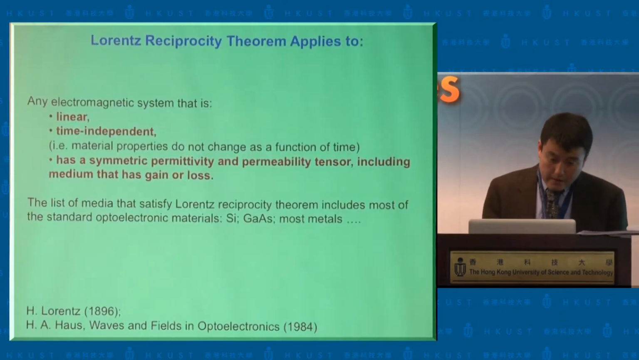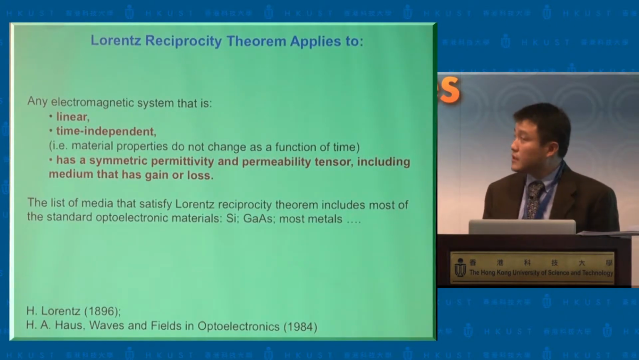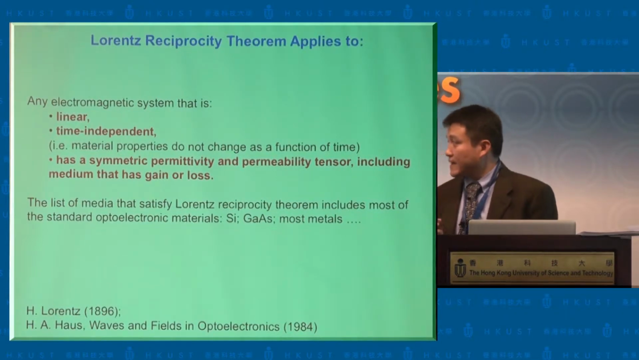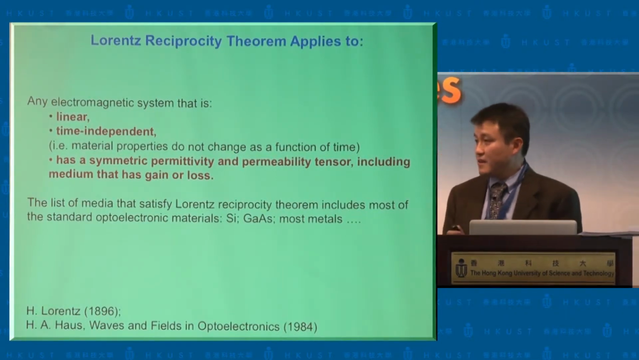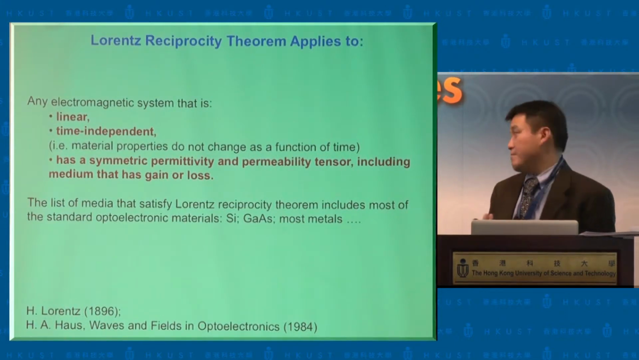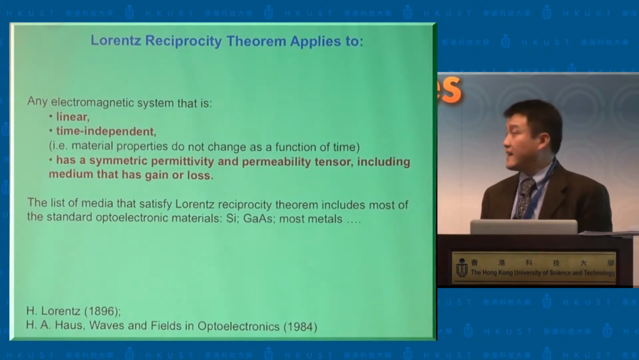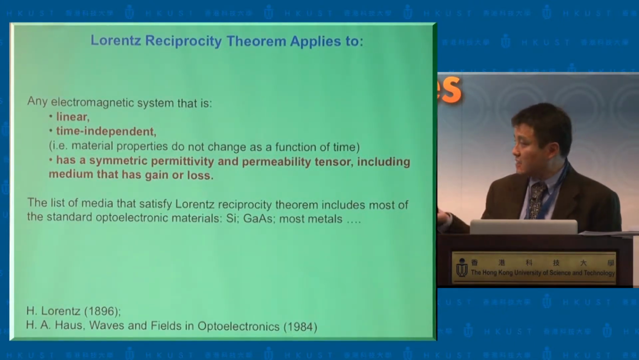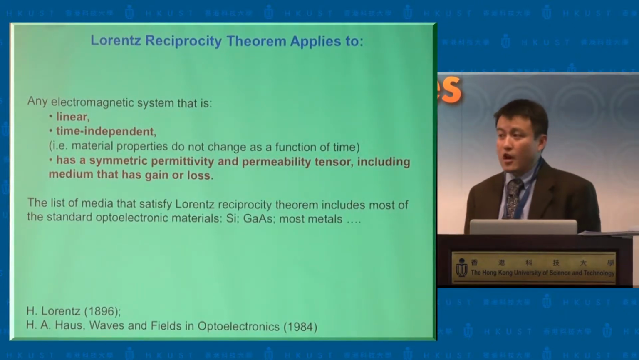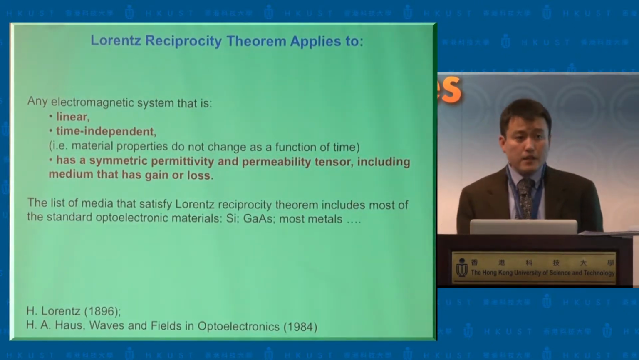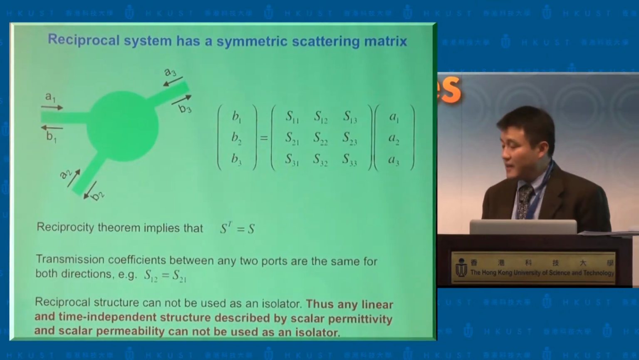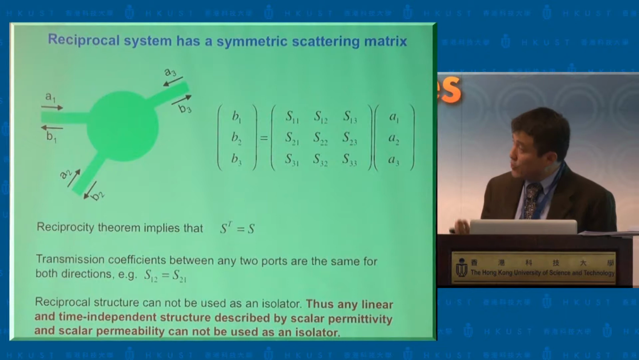To do that, I think it's very important to reiterate a very old statement that says any electromagnetic system that is linear, time-independent, and has a symmetric permittivity and permeability tensor, including media that have gain and loss, is in fact reciprocal. So you could never create an isolator using a large range of standard optoelectronic materials, independent of whether you put gain or loss into these systems. This is sufficiently old, however, that it's important to reiterate this point.